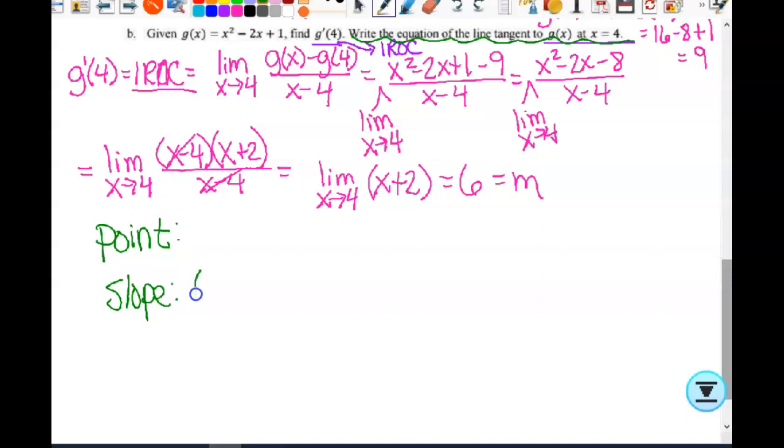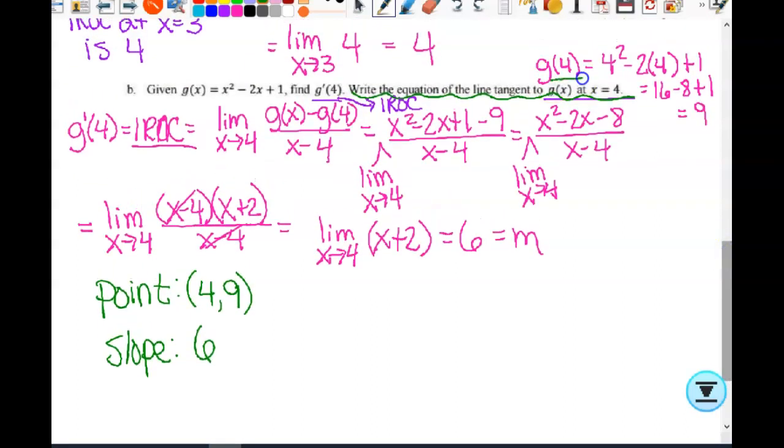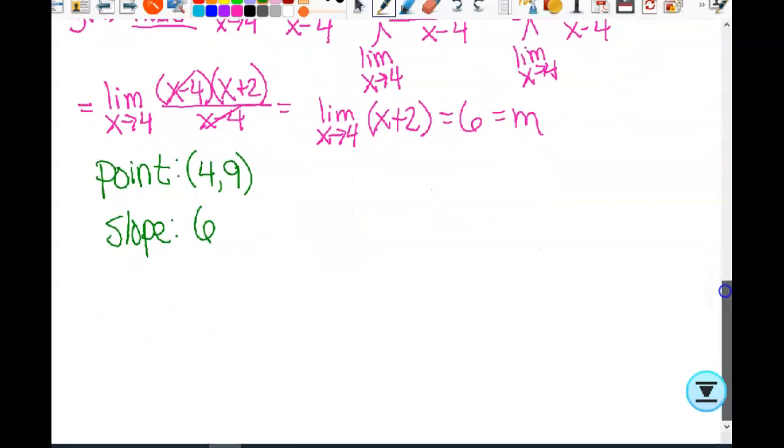Okay. Do we have a point on g of x? Yes. What would the x value of that point be? 4. What is the y value? 9. See how we already found that? This is really 4 comma g of 4, right? And that's what we found. We have g of 4. It's 9 right there. So there's my ordered pair.